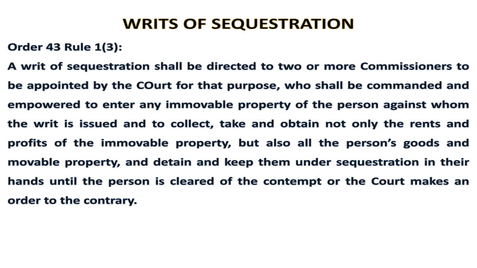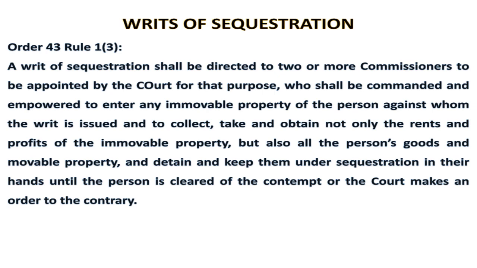to enter any immovable property of the person against whom the writ is issued, and to collect, take, and obtain not only rent and profits of the property, but also all the person's goods and movable property, and detain and keep them under sequestration in their hands until the person is cleared of the contempt or the court makes an order to the contrary.